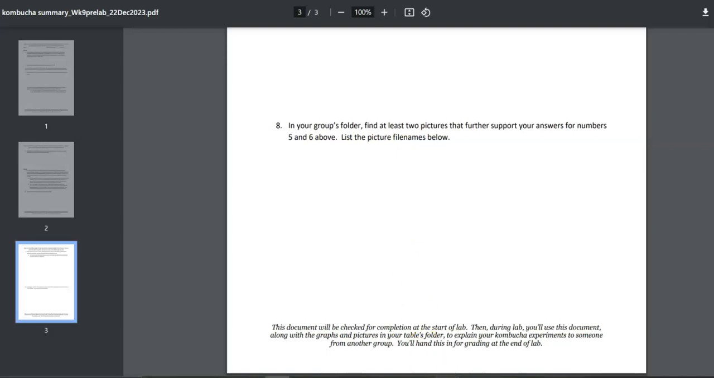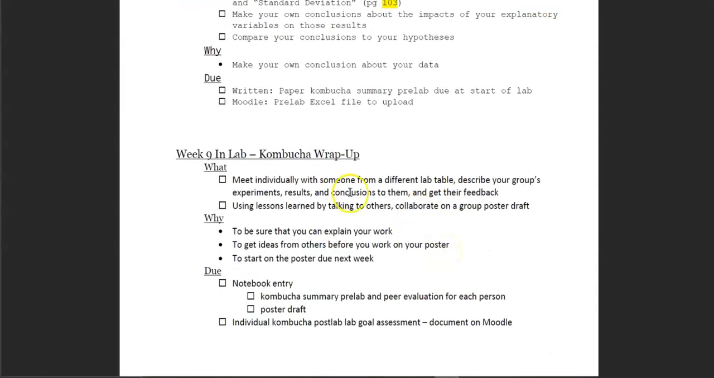And then during the in-lab time, you're going to meet with someone from a different lab group and basically walk them through your pre-lab. Here's what we plan to change. Here's how we thought it was going to work. Here's what our graph looked like. Here's what we think happened. Here's some pictures that support. And then they will have a page where they write down what they think you're telling them, and then they'll write down what tips they have for you.